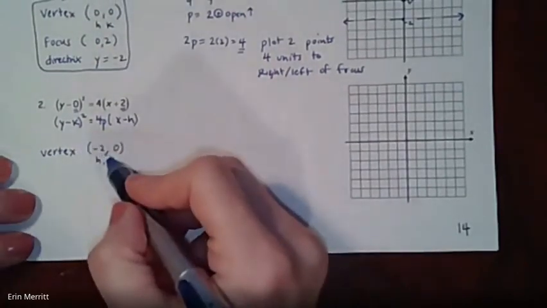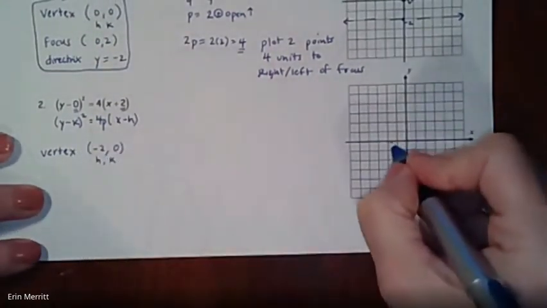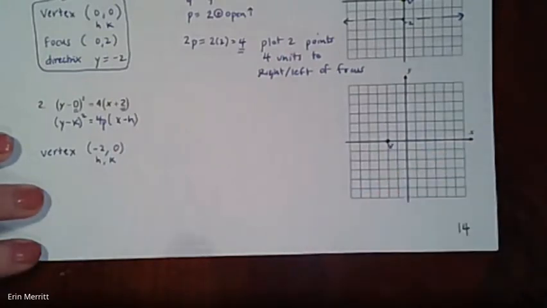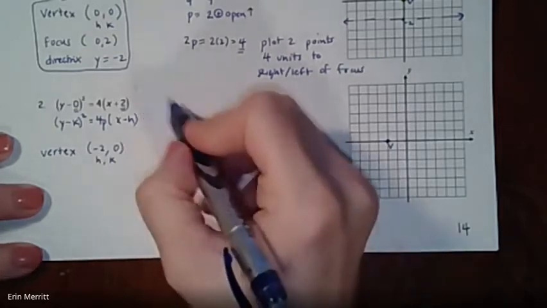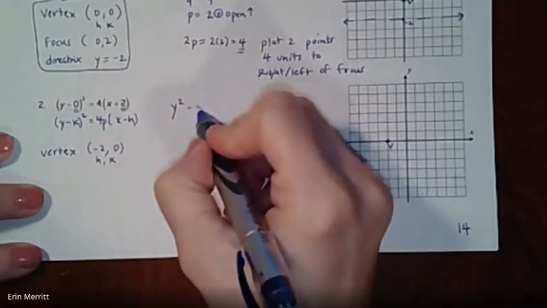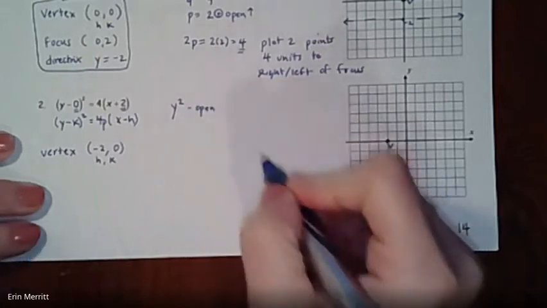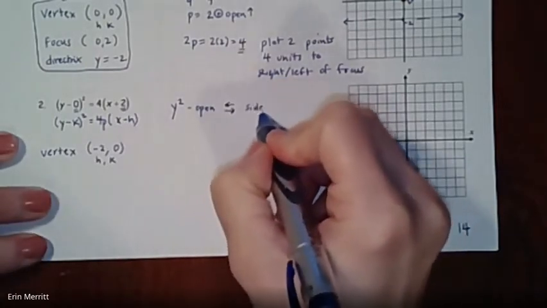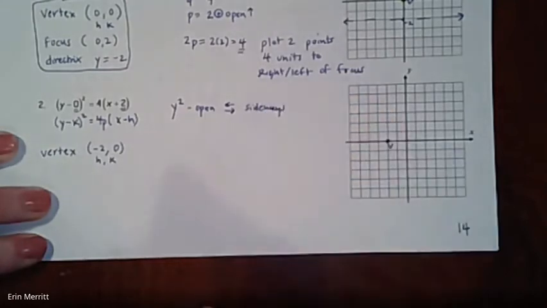All right. So go over to your graph. Go to (-2, 0). There's your vertex. I'm going to mark that with V. From there, to figure out where everything else goes, I have to know, right, what way does this parabola open? So the fact that I'm seeing y being squared, this means that it's going to open either to the left or to the right. And so if you want to just write, open sideways, that's fine too, right?